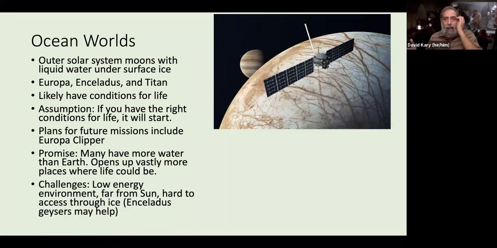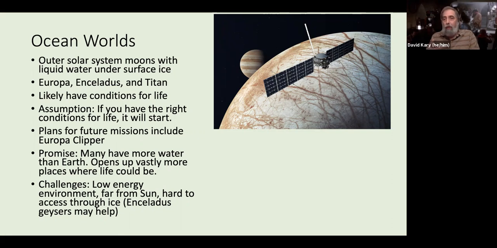The challenges: this is a low energy environment. We're a long way from the sun. Yes, you can get energy from internal heating with these worlds, but it's not nearly as much and not nearly as intense as what we get from sunlight. So that puts a real limit on what life could do. It's also just very hard to study because, of course, all the action, if it's happening, is happening below a thick layer of ice.